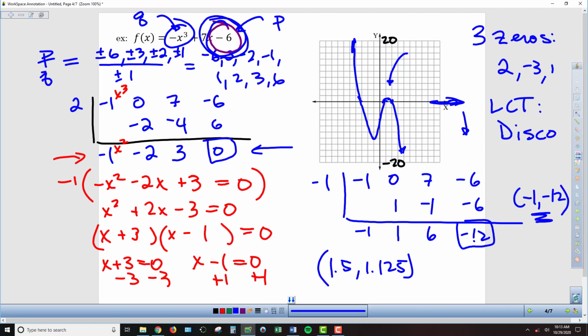So again, we've got our zeros from synthetic division and then factoring. We use a leading coefficient test to identify it as being a disco graph, and then with the negative leading coefficient, we know it's down on the right and up on the left, and then we plot some points to estimate out what these local minimum and local maximum points are.